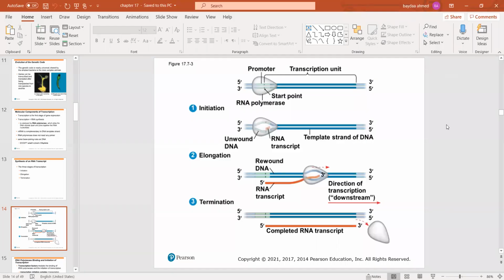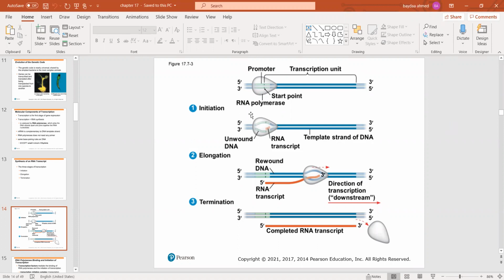The stages of transcription, initiation, elongation, and termination, are shown in this figure. This general depiction of transcription applies to both bacteria and eukaryotes. In a bacterium, the RNA transcript is immediately usable as mRNA. In a eukaryote, the RNA transcript must first undergo processing.